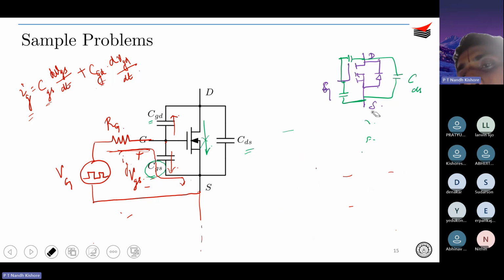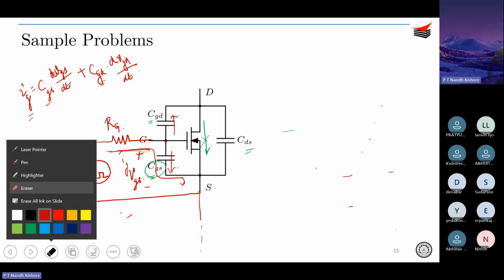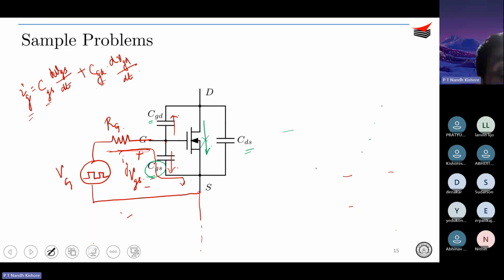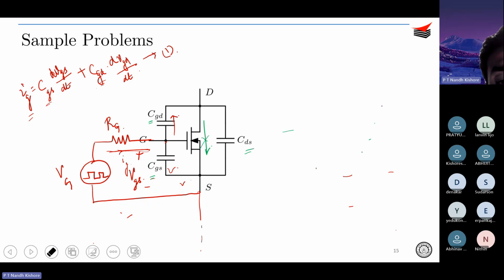So allow me to just go a little deeper into this concept. If you have any doubts, you can, of course, stop me in the middle and I'll be happy to explain. Okay, so we have this one equation over here. IG is a summation of the capacitor currents. You can also apply KVL in this loop.